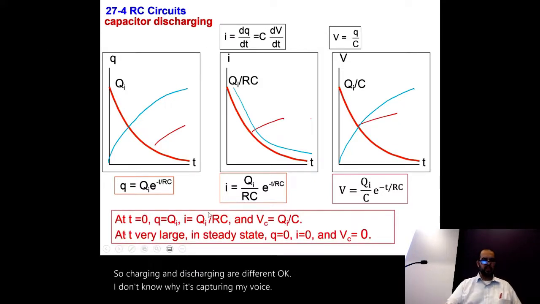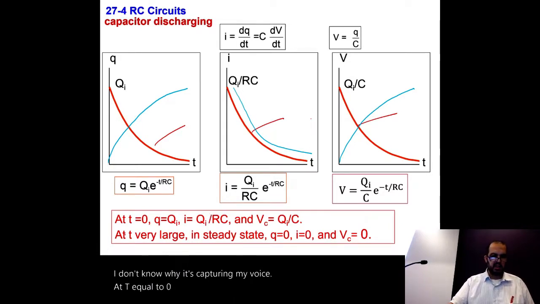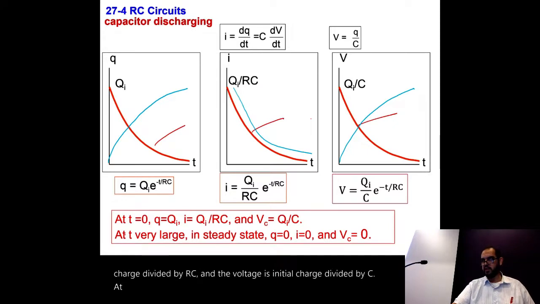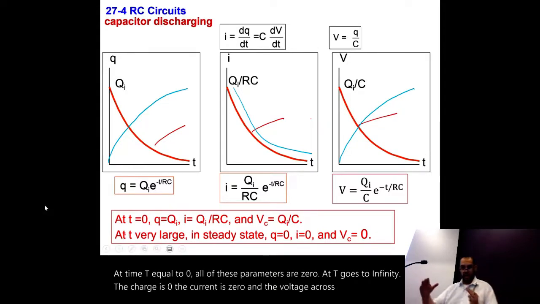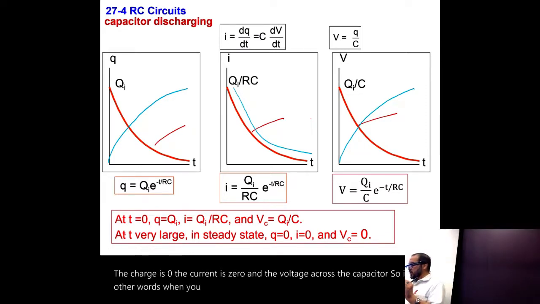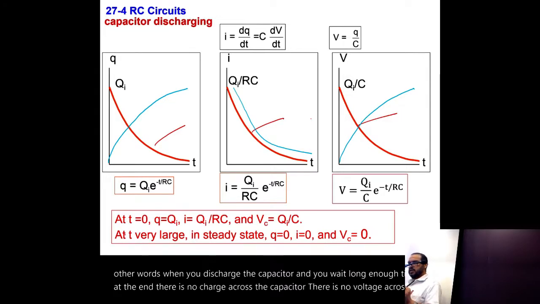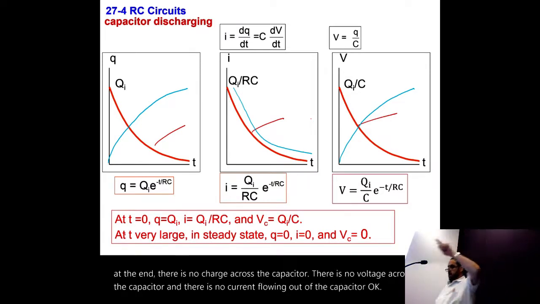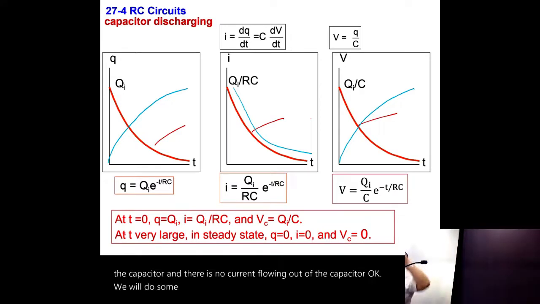Now at t equal to 0, notice the charge is equal to the initial charge. The current is the initial charge divided by RC, and the voltage is the initial charge divided by C. As t goes to infinity, the charge is 0, the current is 0, and the voltage across the capacitor is 0. So, in other words, when you discharge the capacitor and you wait long enough, at the end there is no charge on the capacitor, there is no voltage across the capacitor, and there is no current flowing out of the capacitor. Okay? Clear?